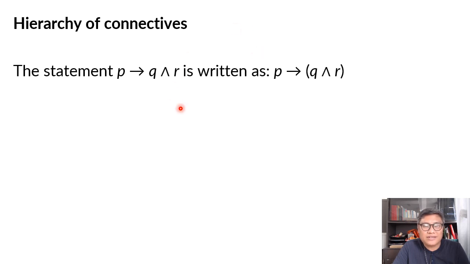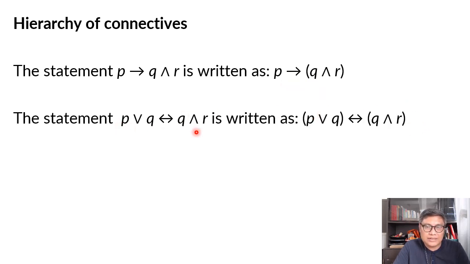Okay, so let's apply the hierarchy of connectives here. So the statement if P then Q and R, because there is no parenthesis and there are two connectives involved, so we apply which one is higher than the other, and we know that your conjunction and is higher than your conditional, so we can rewrite this in this manner. So you have to put a parenthesis between your Q and R first, so meaning that this will be done first before you apply now your conditional.